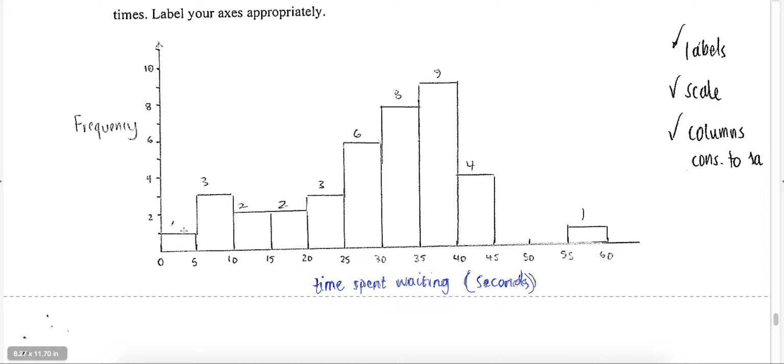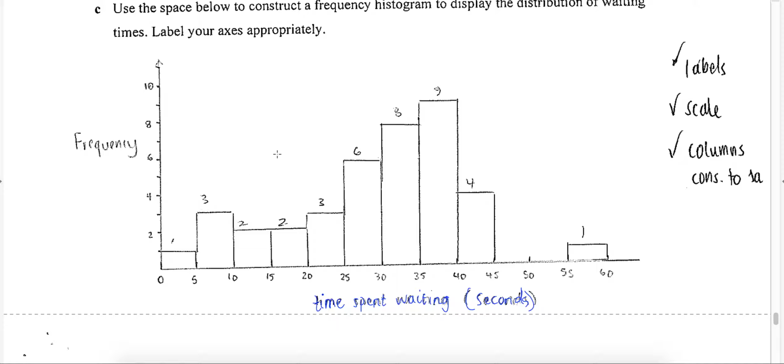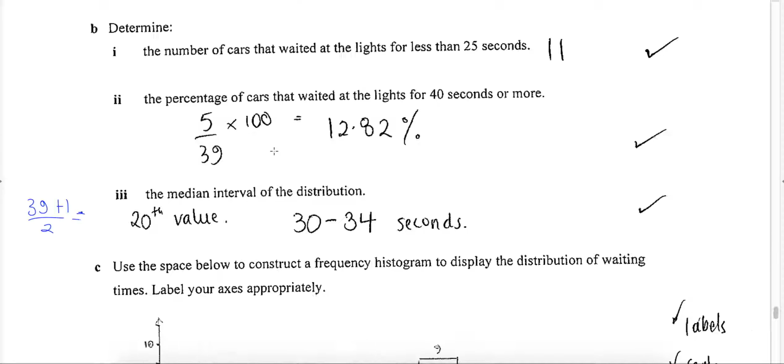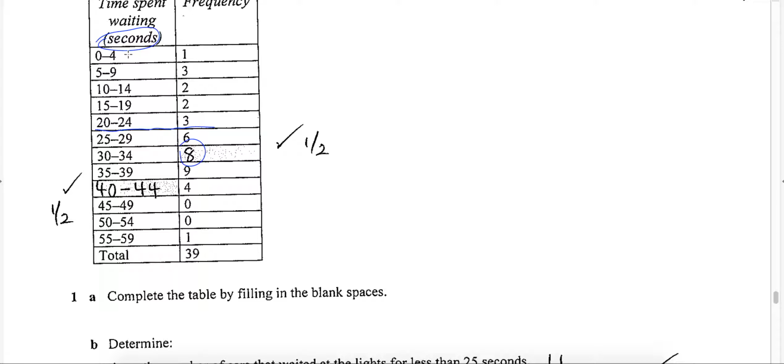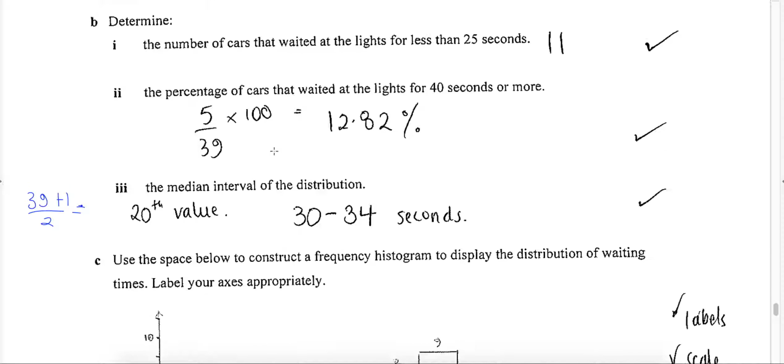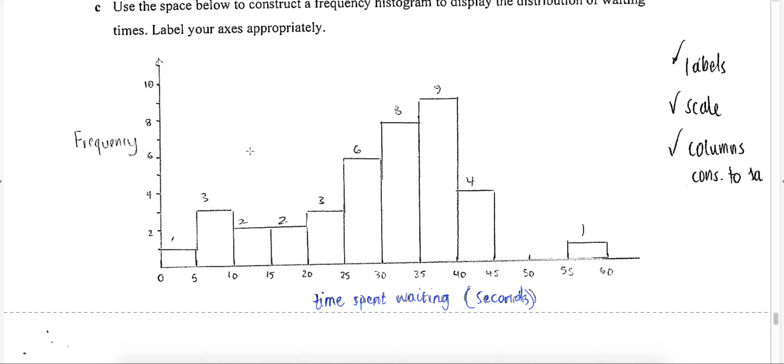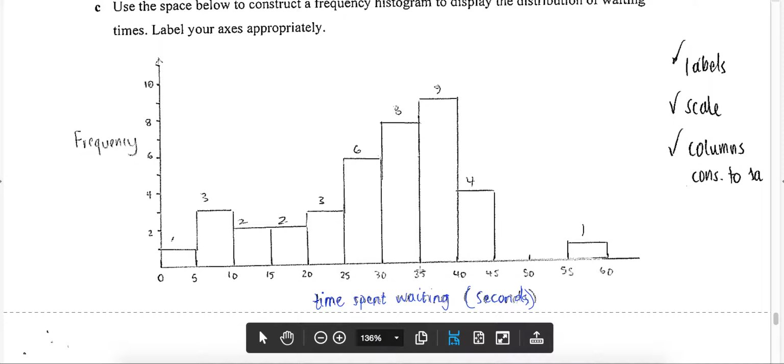Some people had the values in the middle of the column. Now with continuous data, or with intervals like we have here, we shouldn't have the number in the middle. When it's discrete, say I've got a table up here and I've got just 0, so there was 1 person that waited 0 seconds and 3 people that waited 1 second, etc., then labels in the middle are okay. But when you're working with intervals like we are here, the labels should be either side of the column.